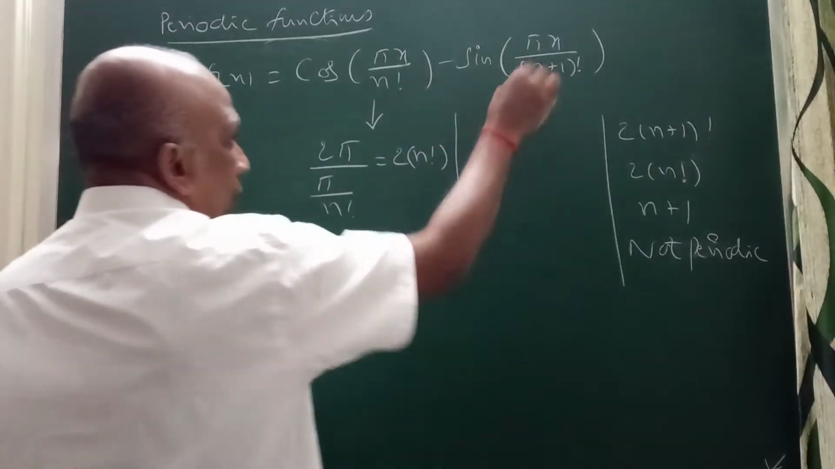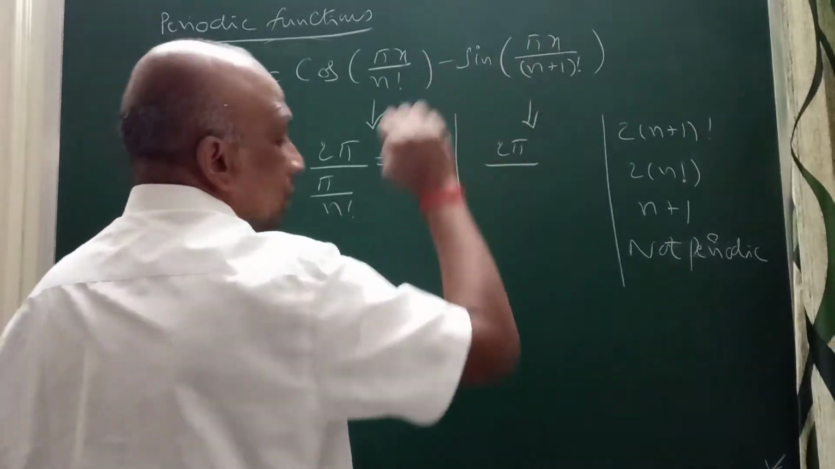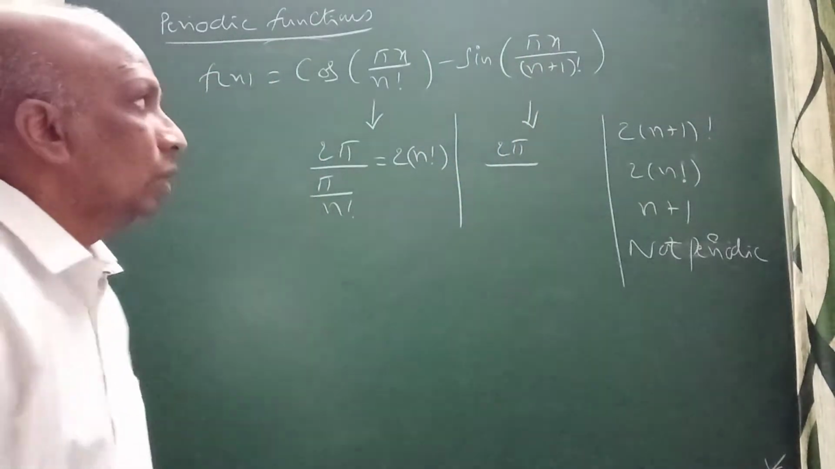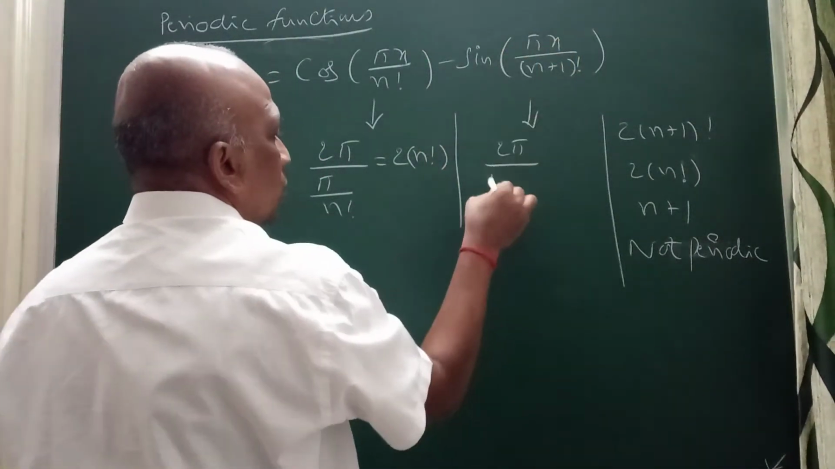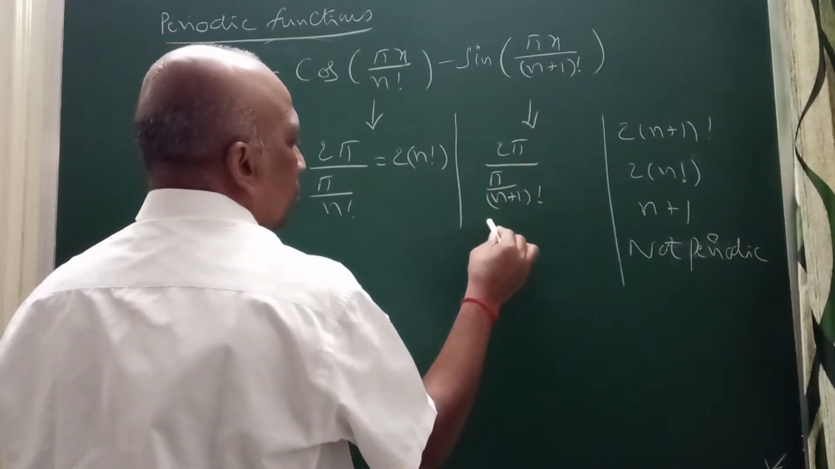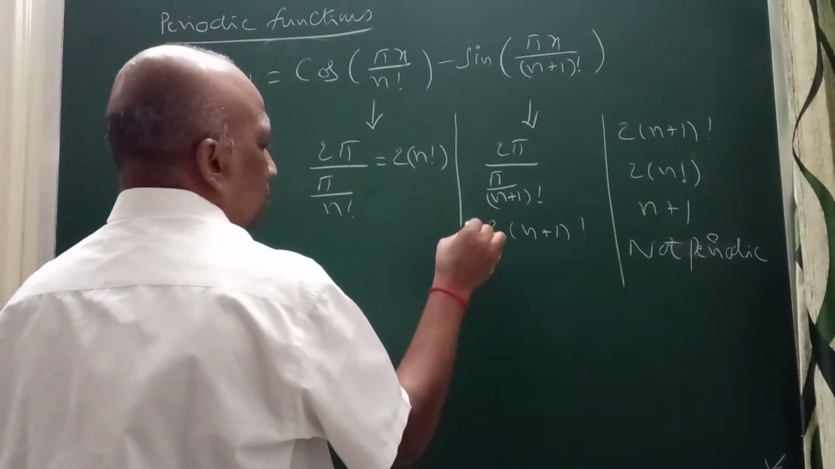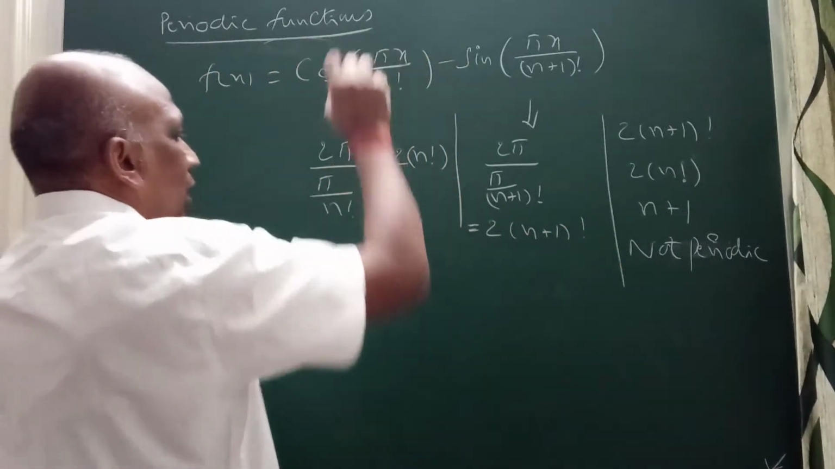What is the period of this one? Same thing. We will get 2 pi by the x coefficient, because the period of sin theta is 2 pi. So pi by n plus 1 factorial. So it will come 2 into n plus 1 factorial. Right? So the period of the required function.